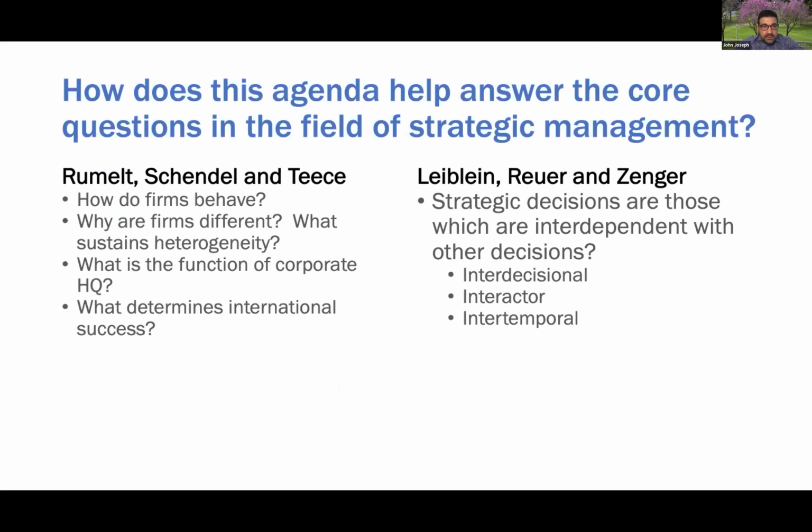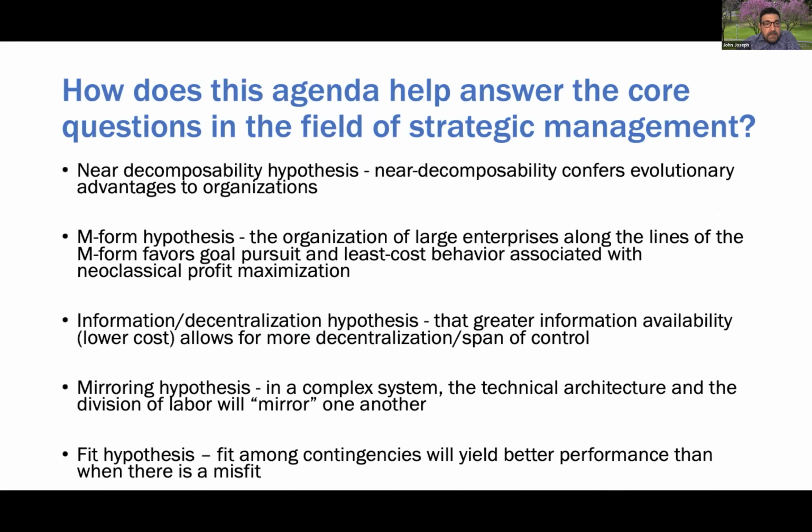So now, in terms of dealing with these key pieces and questions and how they can in fact address them, the Rumelt and the Leiblein et al. questions: how do firms behave? How does it help us think about why firms are different? The heterogeneity question, and of course the question around what is strategic: interdecisional, interactor, intertemporal.